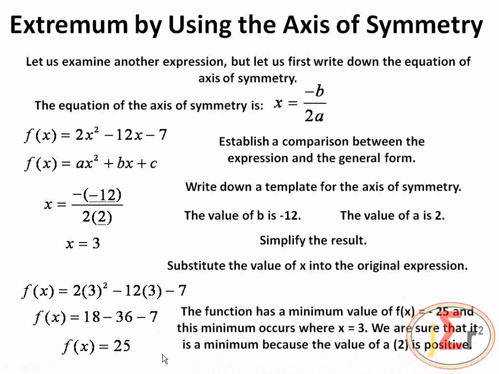So f of x is negative 25. The function has a minimum value of f of x equals negative 25, and it occurs where x is equal to 3. We are sure that it is a minimum because the value of a, which is 2, is positive. Positive values of the coefficient of x squared will give us a U-shaped curve, and that will have a minimum value.